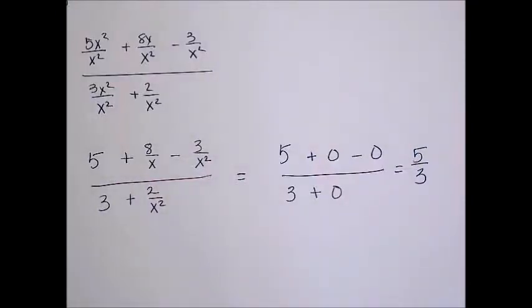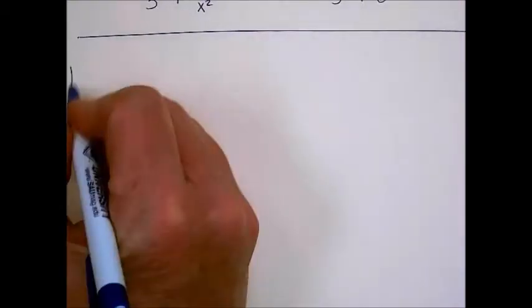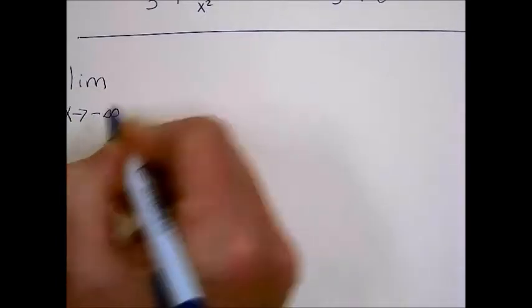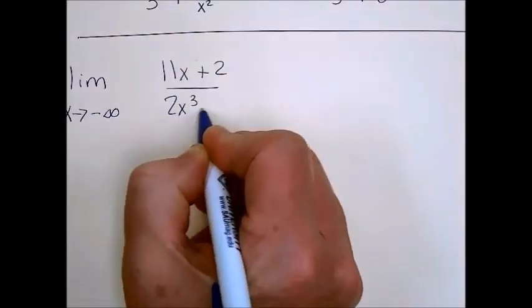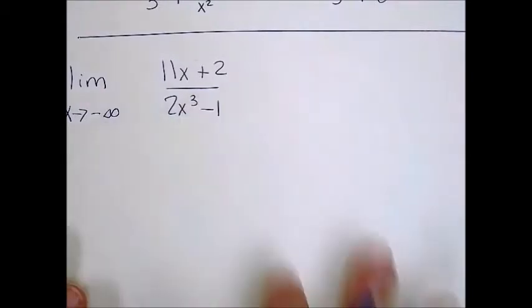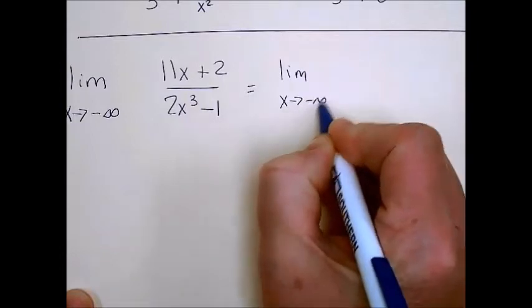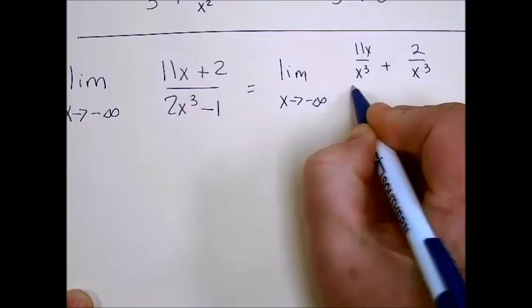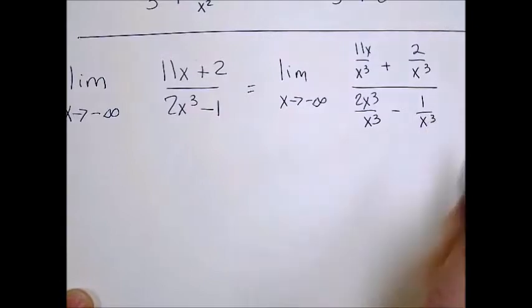Okay, next example from that same section asks us to find the limit as x approaches negative infinity of 11x plus 2 over 2x cubed minus 1. We're going to divide everything by x cubed. So this is the limit as x approaches negative infinity of 11x over x cubed plus 2 over x cubed, over 2x cubed over x cubed minus 1 over x cubed.